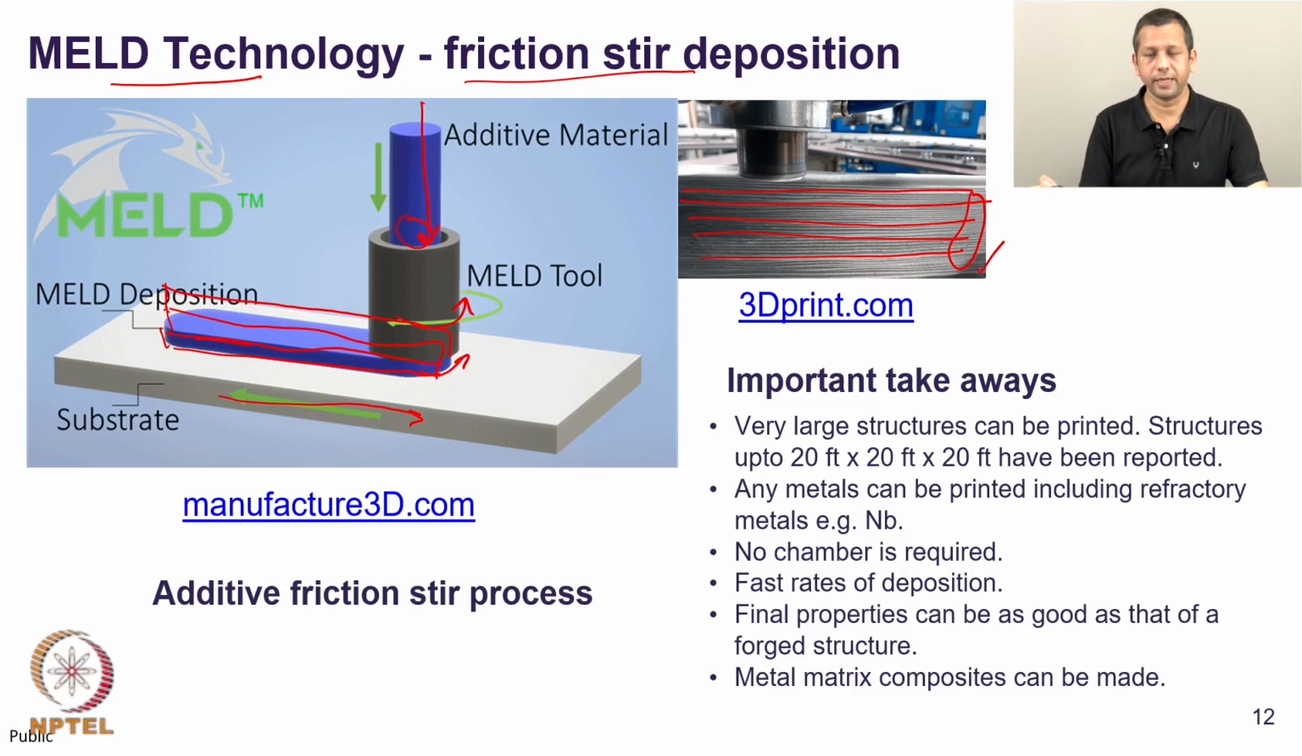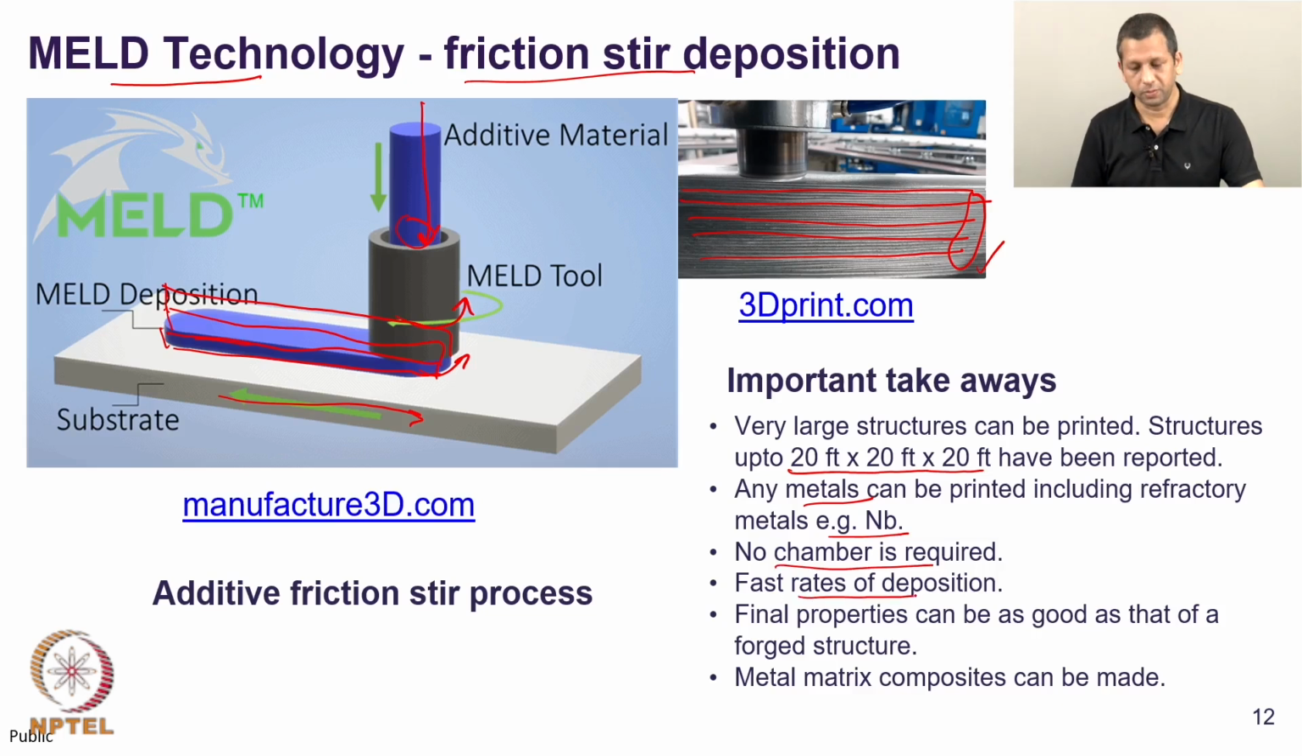Overall, here are some takeaways. In the literature, it is reported that very large structures, for example 20 feet by 20 feet by 20 feet, can be created using this process. Any metals, even refractory metals like niobium, can be printed. As you can see, no chamber is required, and thus the cost of the process is not very high.